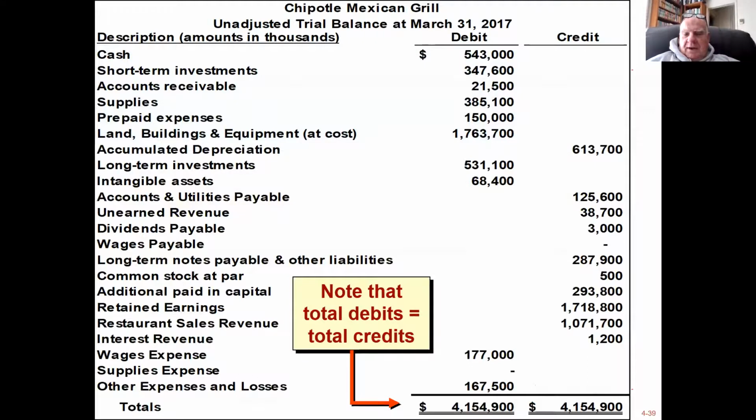So here we go. We're back to that trial balance again. And note, the debits equal the credits. That's wonderful. Every one of these numbers could be wrong, but that's part of the closing process.